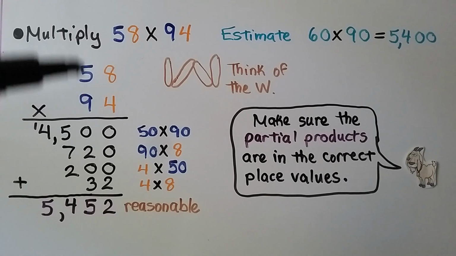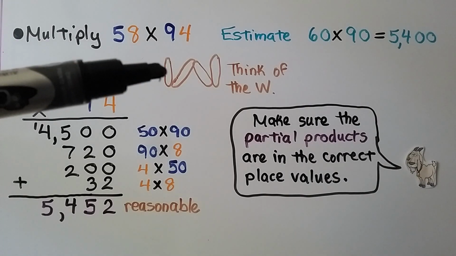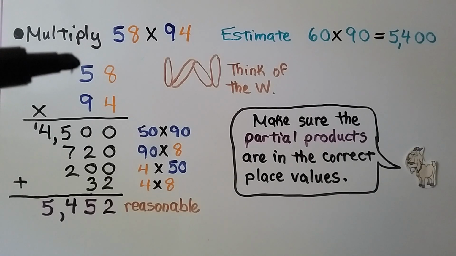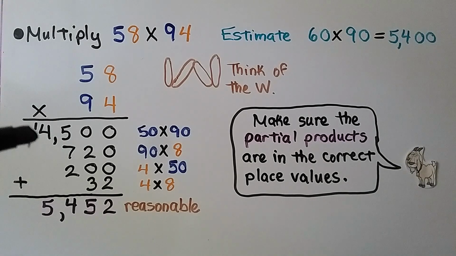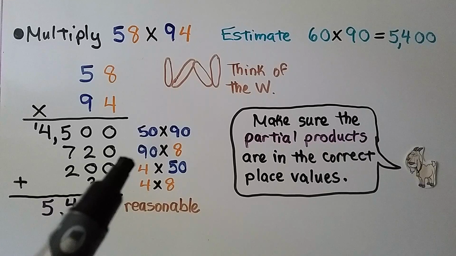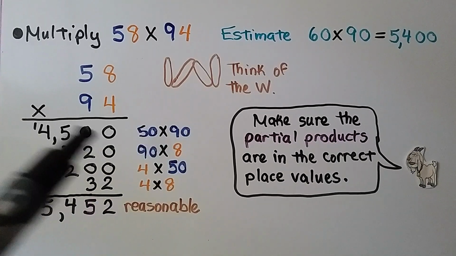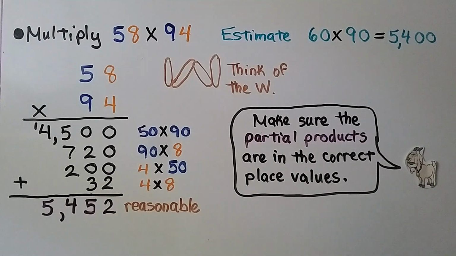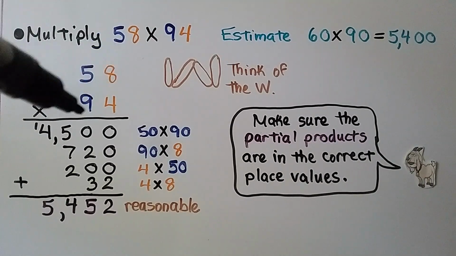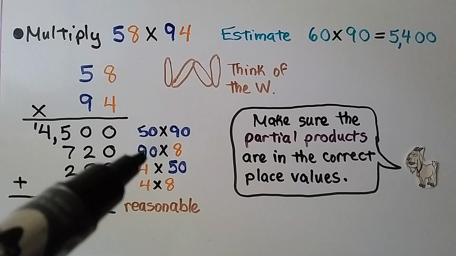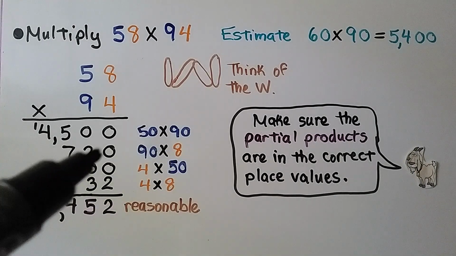To multiply them stacked for partial products, we think of the W. We're going to multiply 90 times 50. That's 4,500. We have a 9 times a 5, which is 45, and 2 zeros in the factors, don't we? We have 4,500. Now we're going to go this way and do 90 times 8. That's 9 times 8 with a 0. So it's 72 with a 0.